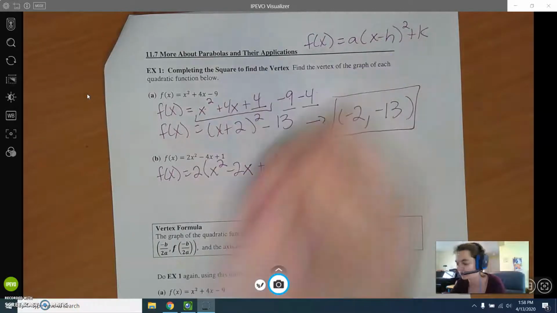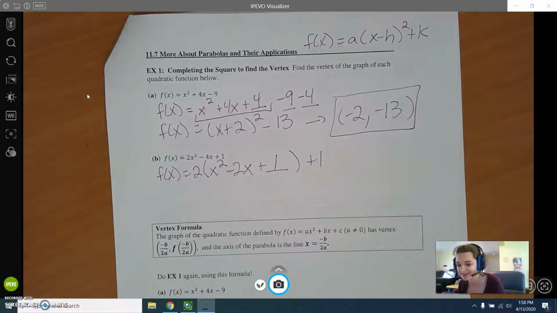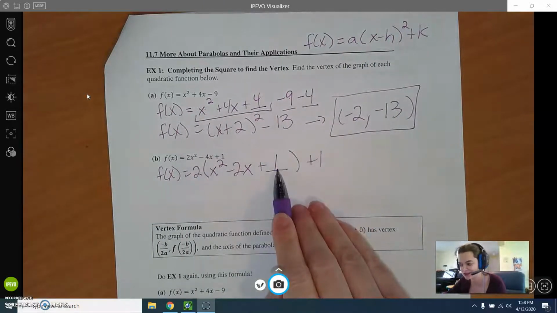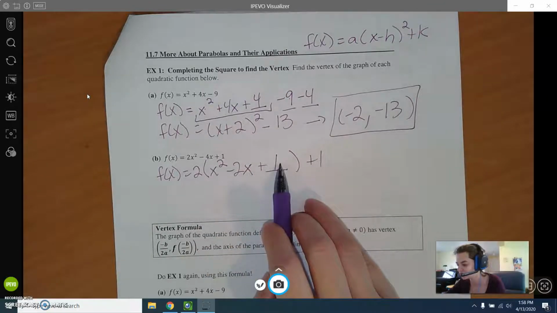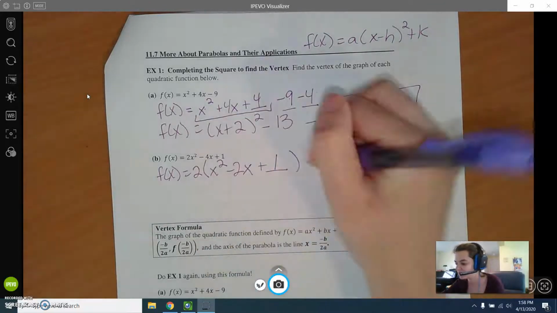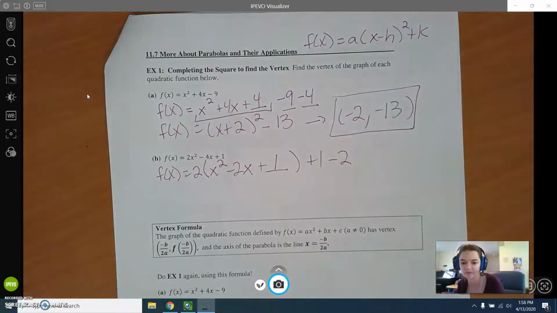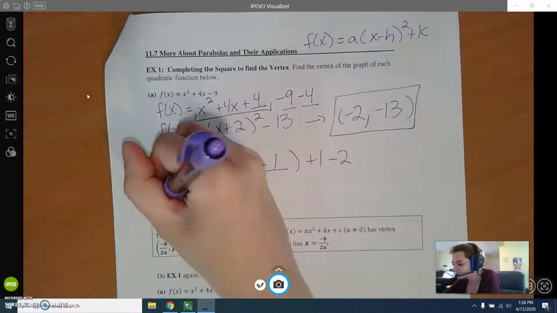which is positive 1. Now we do need to balance that out, and the thing is we didn't just add 1 to this side of the equation, did we? We added 2 times 1 to that side of the equation. So we actually added a 2 to the right side. So to balance that out, I'm going to subtract 2. Okay? Then we're ready to factor.